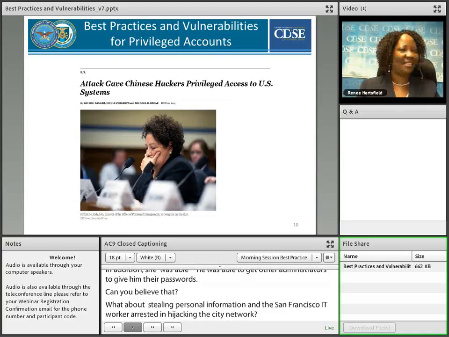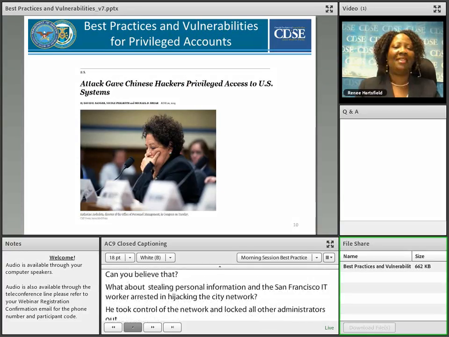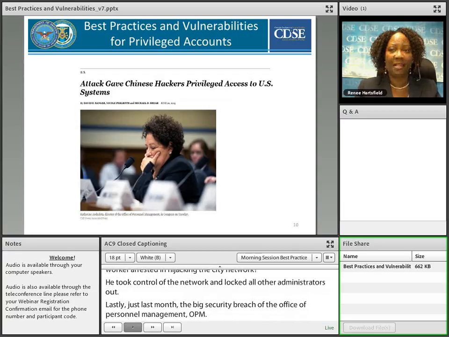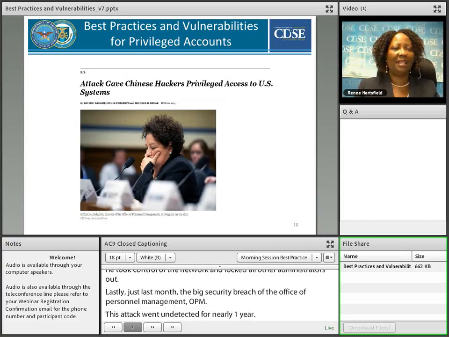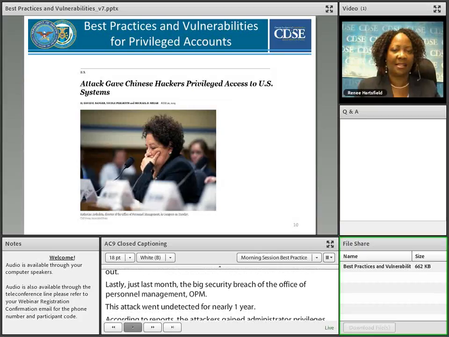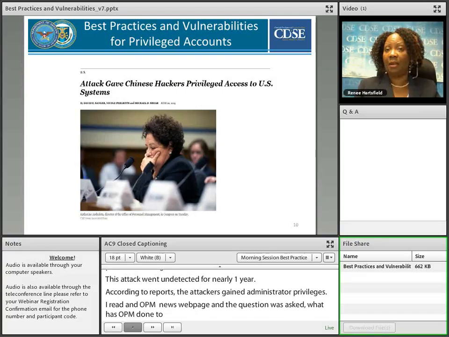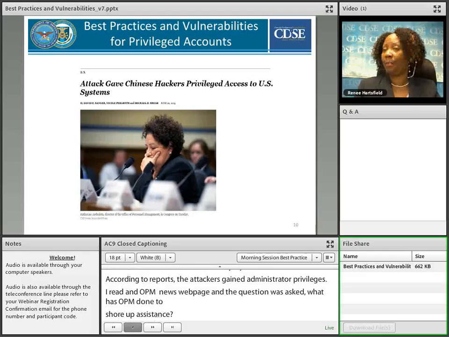Lastly, just last month, the big security breach of the Office of Personnel Management, OPM. This attack went undetected for nearly a year. And again, according to published reports, the attackers gained administrative privileges into this agency's systems. I was reading an OPM latest news webpage, and the question was asked, what has OPM done to shore up its systems? Among several of their answers were that additional upgrades included restricting remote access for network administrators and restricting network administration functions remotely.